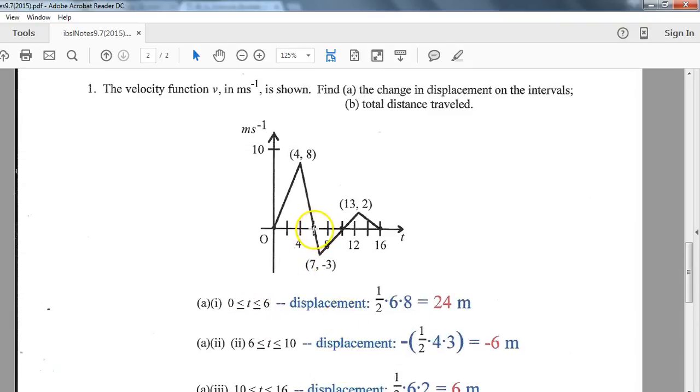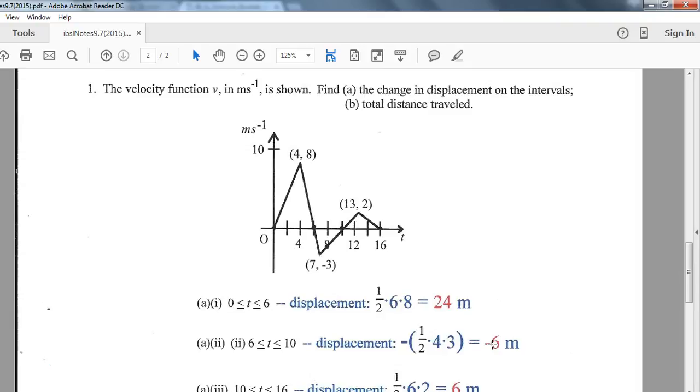For the next one, from 6 to 10, we're just doing the area of that triangle. So again, we're doing the 1/2 base times height. Notice on this one, we do get a negative rate of change, because it's below the x-axis. And you can have a negative rate of change. You just can't have a negative distance.